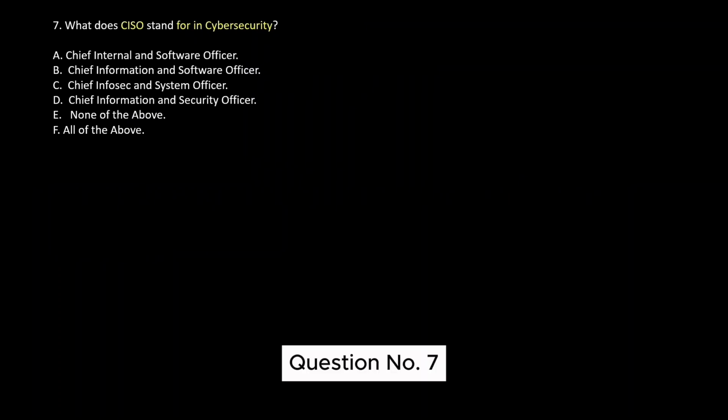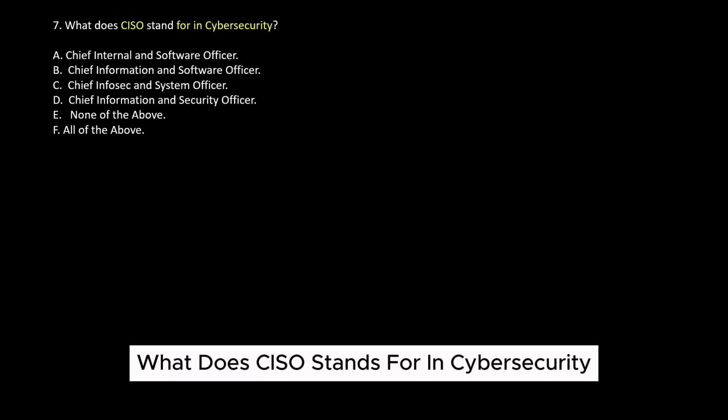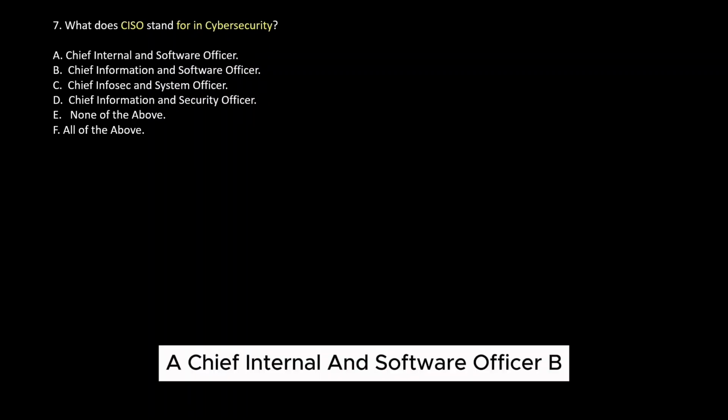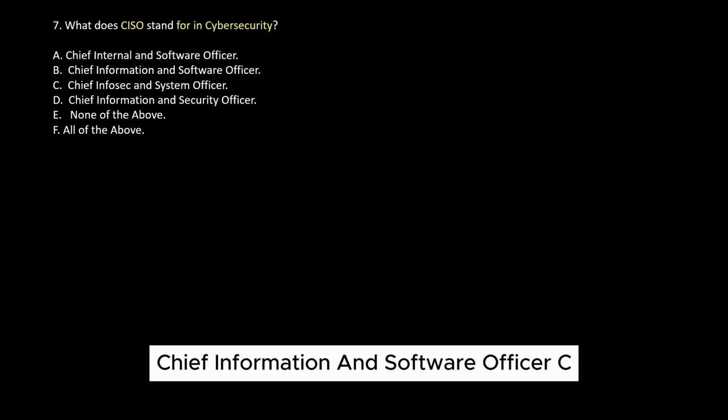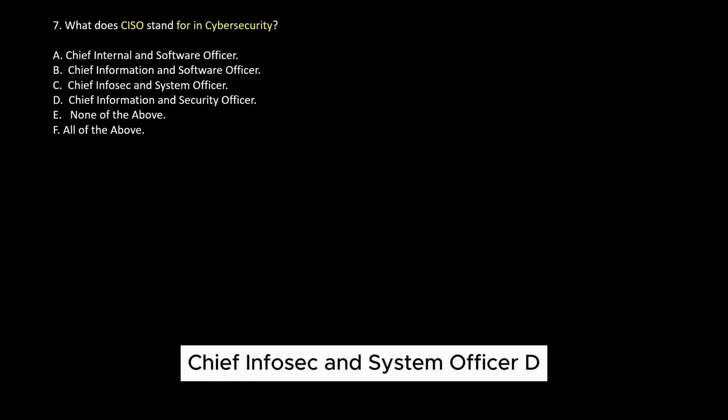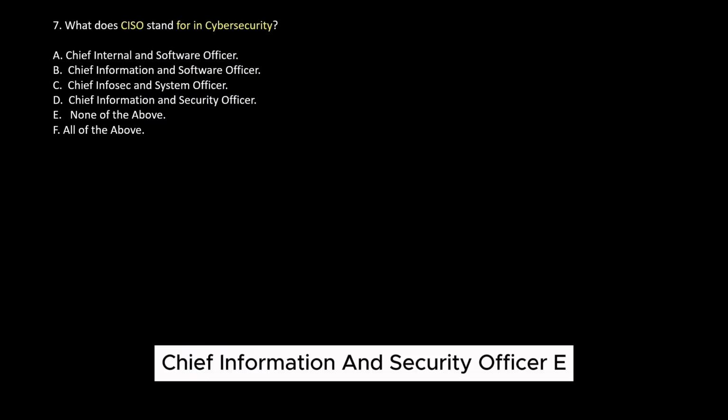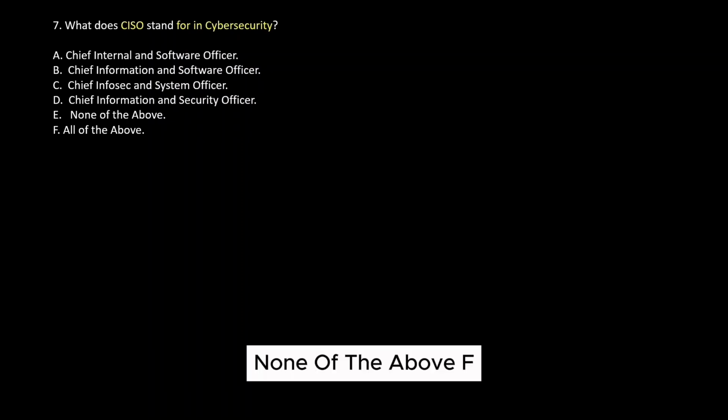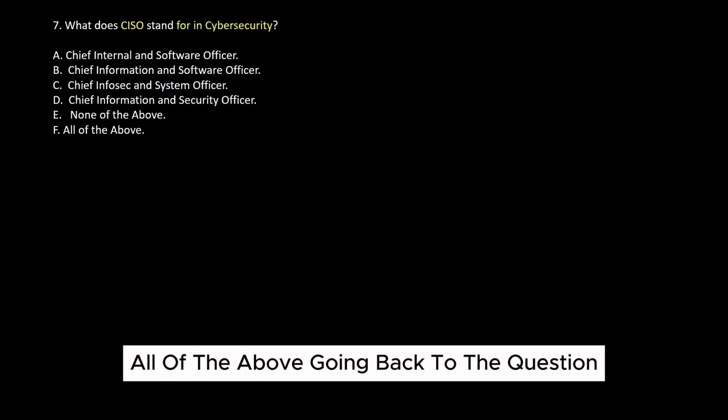Question number 7. What does CISO stand for in cybersecurity? A. Chief Internal and Software Officer. B. Chief Information and Software Officer. C. Chief InfoSec and System Officer. D. Chief Information and Security Officer. E. None of the above. F. All of the above.